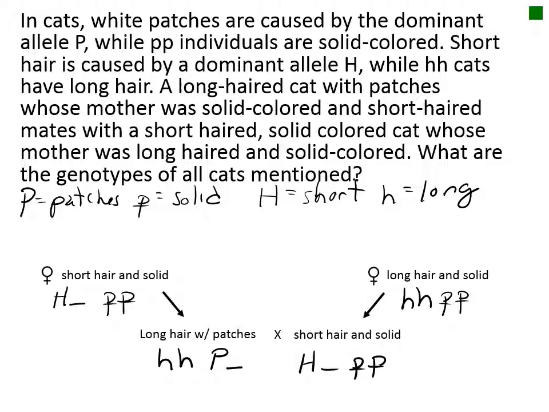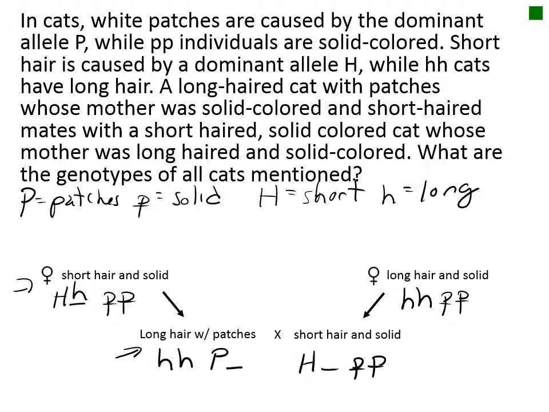All that remains is to determine if the dominant traits were heterozygous or homozygous. Looking at the short-haired solid mother, she had a kitten with long hair. This tells us the kitten had to get a recessive allele from both parents, so the mom must be heterozygous in order to have a recessive allele to pass to her offspring.